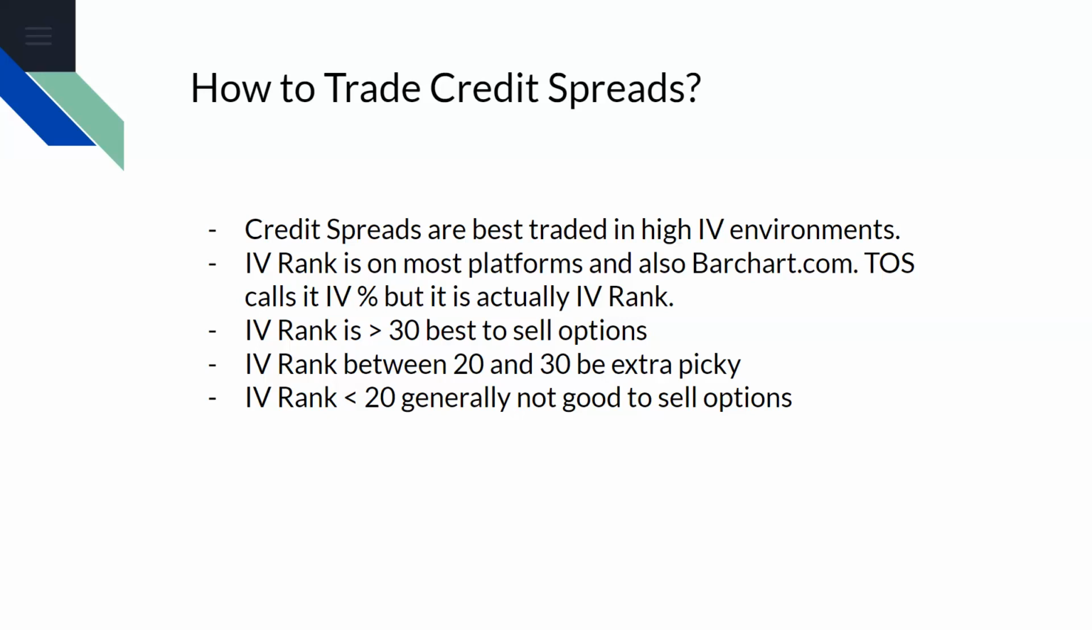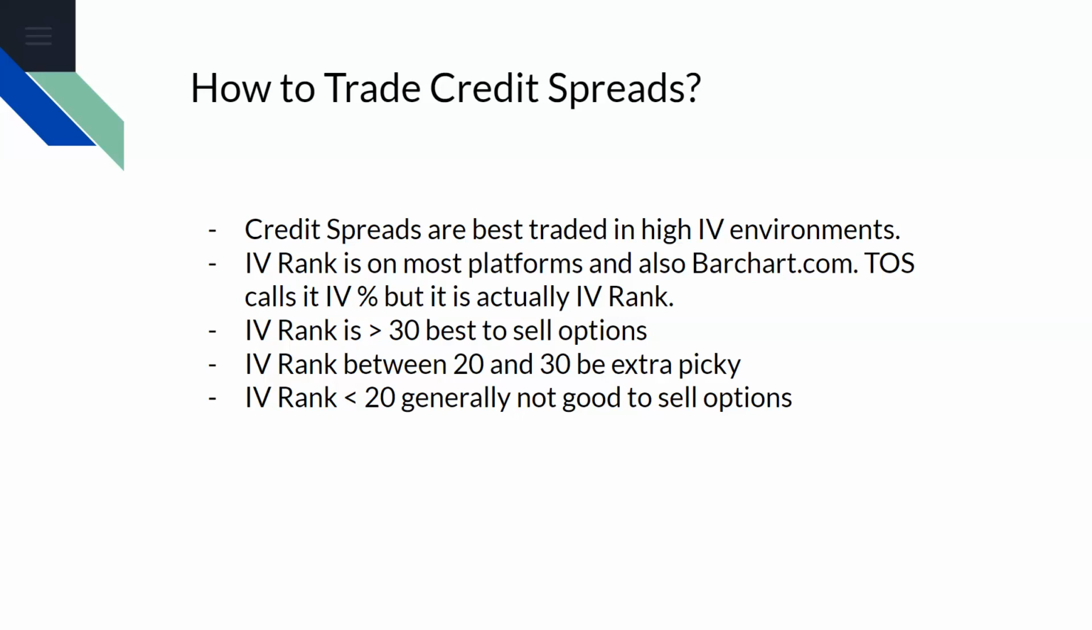This isn't the IV that is shown on the options chain. The reason we don't use that is because the IV on an options chain is benchmarked to the SPY. What we want to know is what is the volatility of this stock benchmarked to itself over time. So that is why we use IV rank. You'll find that most platforms have it. I haven't seen a platform that doesn't have it, but you can also look this up on barcharts.com.